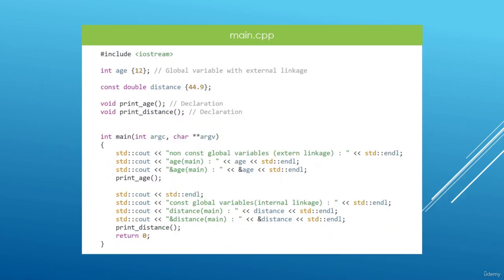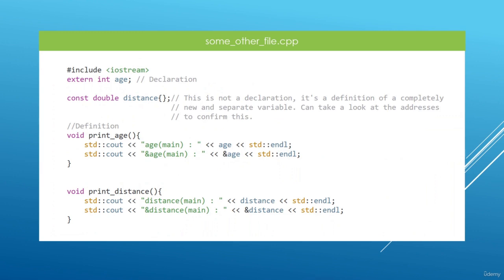For constant global variables, the story is different. They have internal linkage. For example, this distance variable here can only be used and accessed from the translation unit where it was declared. So for example, in the main CPP file here, we can use the distance variable, and it is going to be the same variable here. But if we go in some other translation unit and try to use it like we do here, this is not going to be the same variable we had in the main CPP file.